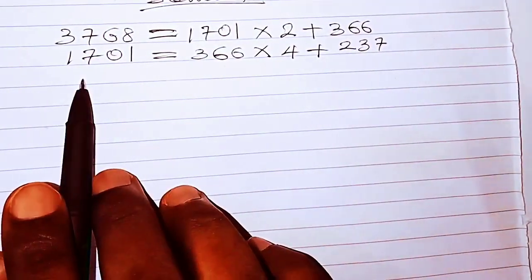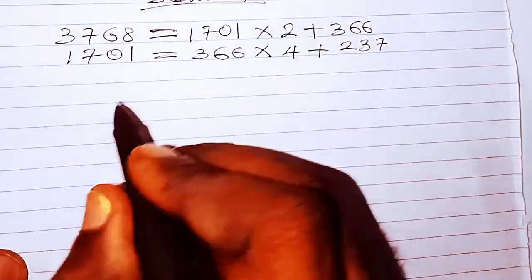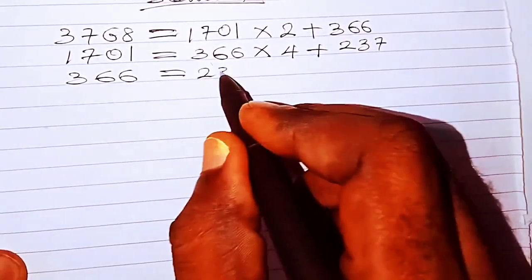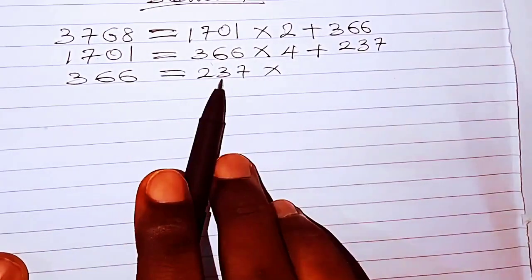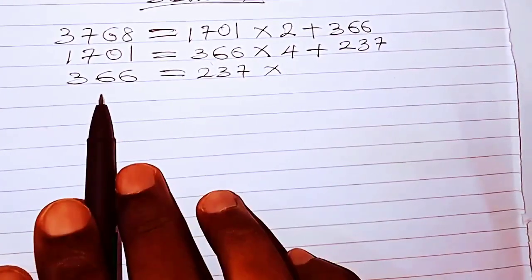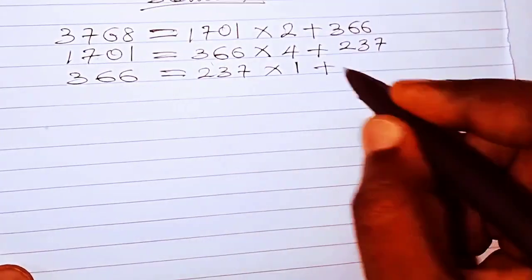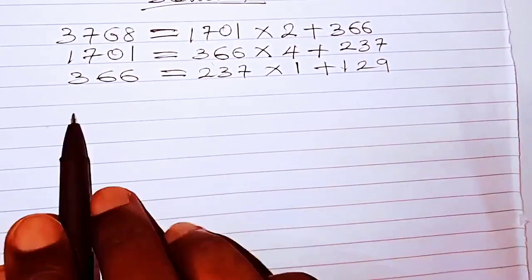This coming here, and that's going to be 366. This is 366 equal to 237 multiplied by the number of times we have 237 in 366, which is 1. That's times 1. And then plus the remainder, which is going to be 129. And then we'll bring this one here.